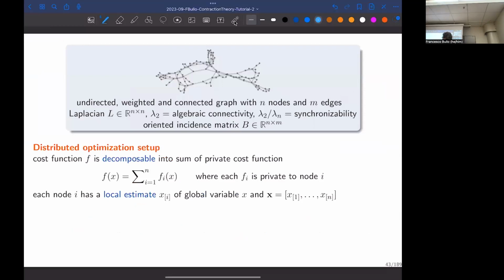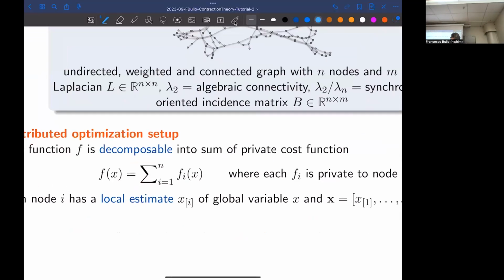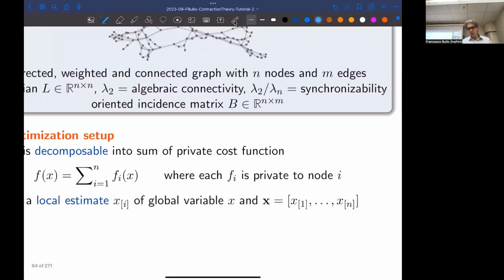Imagine that your optimization problem is decomposable. And what I mean by that is that the cost function f happens to be the sum of functions f sub i, where i runs from 1 through n. So these are the nodes of the graph. At each node of the graph, there is a cost function f_i. You can think that f_i is private to node i. It's as if I have my own cost function, you have your own cost function, and I don't know your cost function.